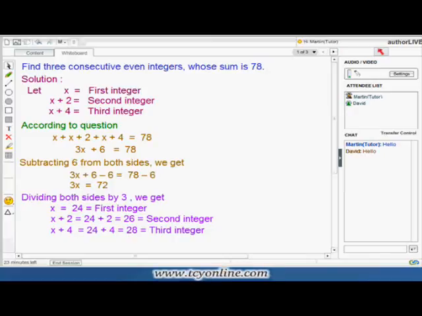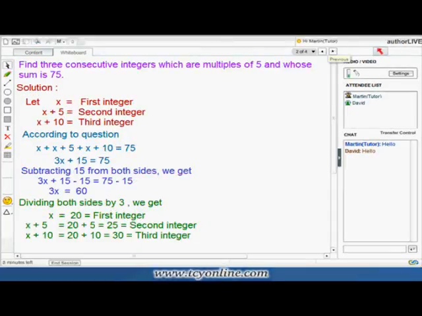So the second integer will be x plus 2, that is 24 plus 2, which is equal to 26. Similarly, the third integer will be equal to x plus 4, that is 24 plus 4, which is equal to 28. We shall consider a similar example for more clarity. We need to find three consecutive integers which are multiples of 5 and they add up to give 75.